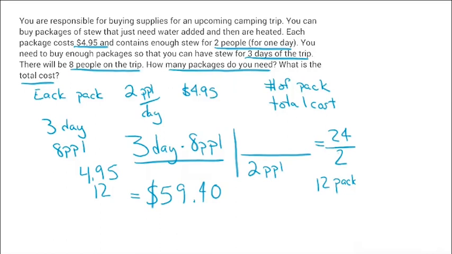So do I know the number of packages? Yes, there are 12 of them. And do I have the total cost? Yes, it's $59.40. Now let's check for reasonableness.